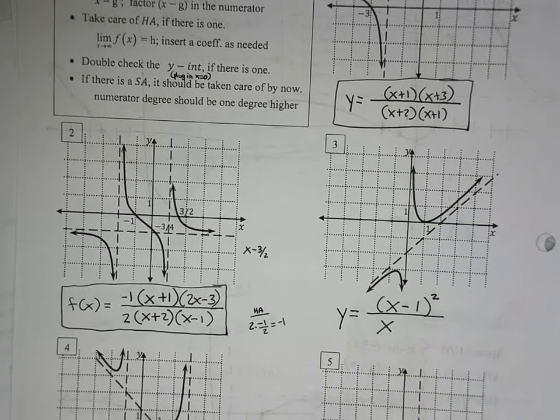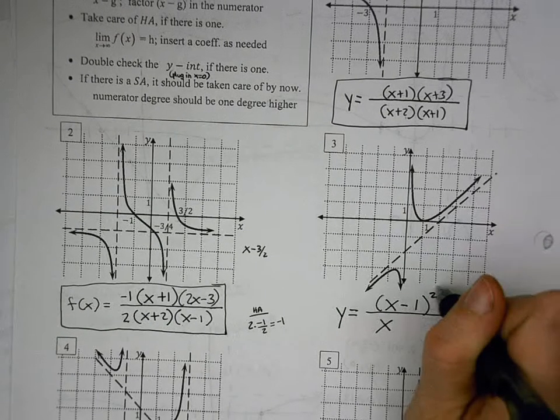Now we have no horizontal asymptote. The last thing we need to check is our y-intercept. Well, we have no y-intercept, so there's nothing to check. And so this is my answer.